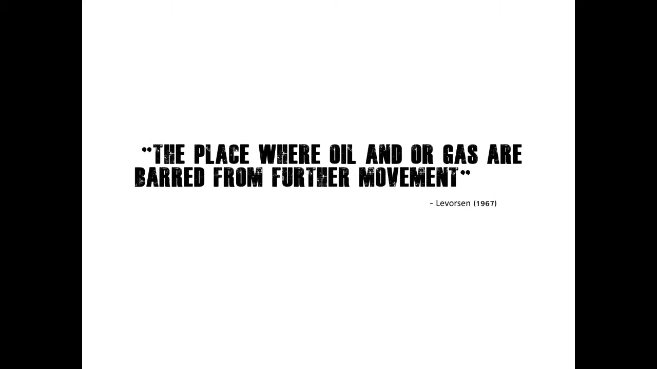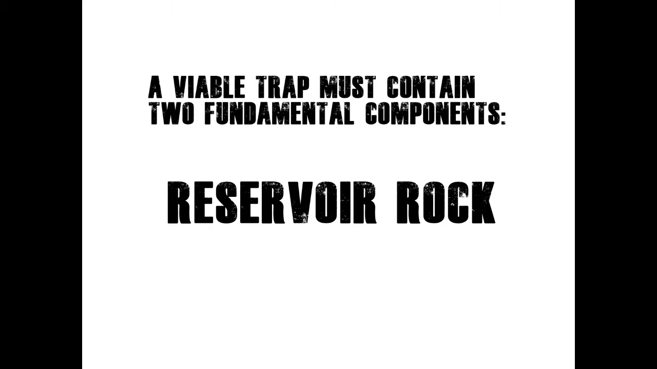Lavorsen classically defined a petroleum trap as the place where oil and/or gas are barred from further movement, and consist of subsurface features which are capable of receiving and storing hydrocarbons. A viable trap must contain two fundamental components: a reservoir rock, which is both porous and permeable, allowing for hydrocarbon accumulation, and an impermeable seal, which keeps the hydrocarbons from migrating out of the trap.